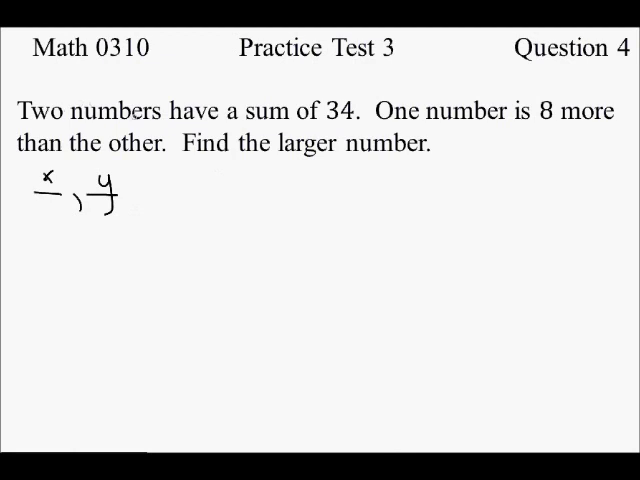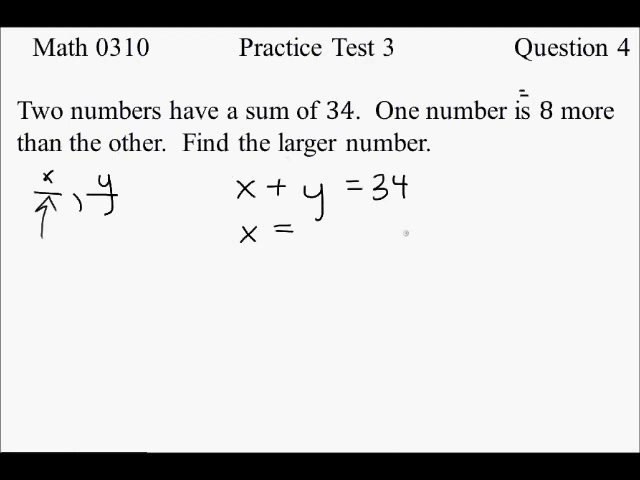Okay, and it says two numbers have a sum of 34. Sum meaning we're adding, so these two numbers have a sum, meaning if I add them up, I should get 34. Alright, one number is 8 more than the other. So maybe I'll choose this to be my one number. So one number, I called it x, is, we always want to remember in word problems that usually is going to refer to equals. So one number is x equals 8 more than.